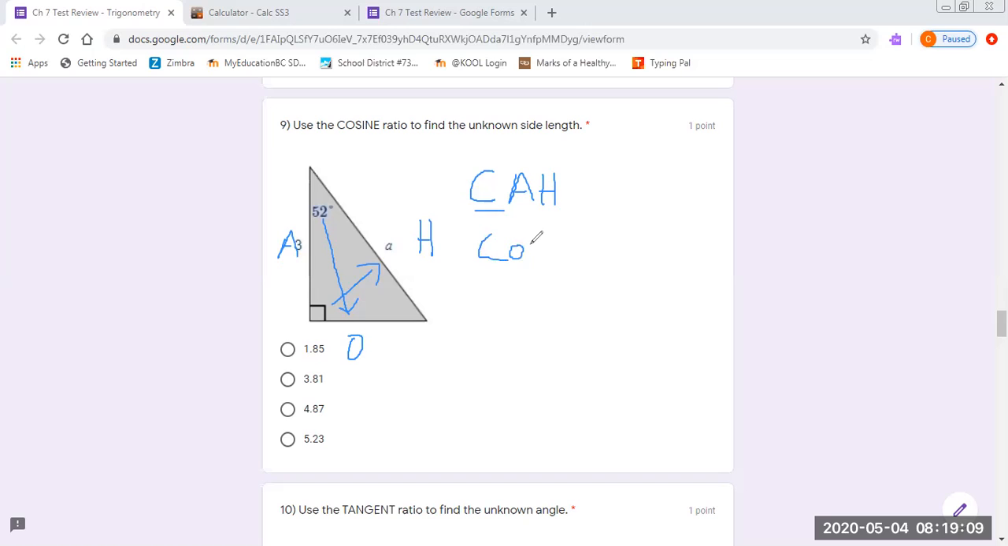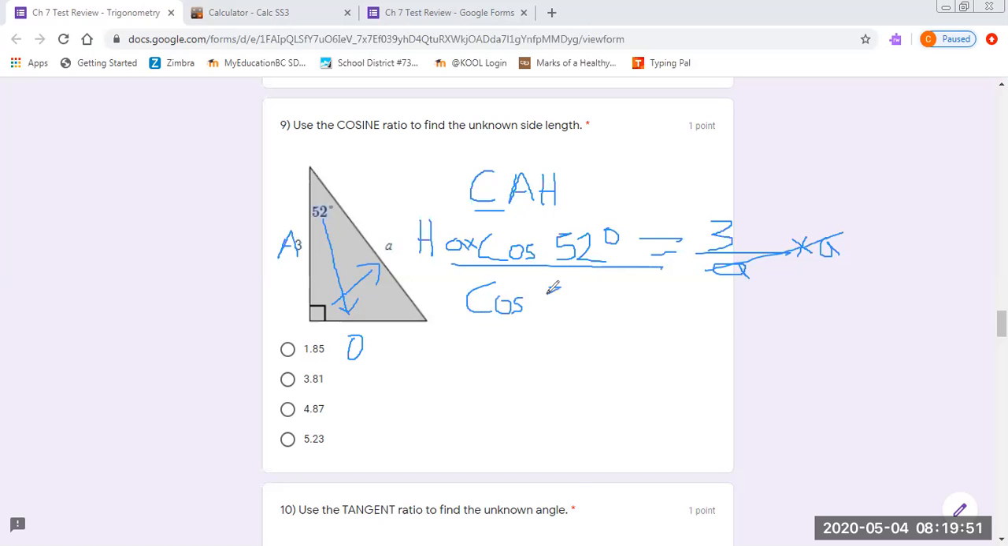So cosine of 52 degrees is going to be equal to 3 over A, because A is the hypotenuse. Now this is a little trickier, because to get A by itself, we have to multiply both sides by A. So I have my A over there now, but I really want to get A by itself. Right now I have 3 over here, and I have cosine of 52 over here. To get this by itself, I'm going to need to divide by the cosine of 52 on each side.